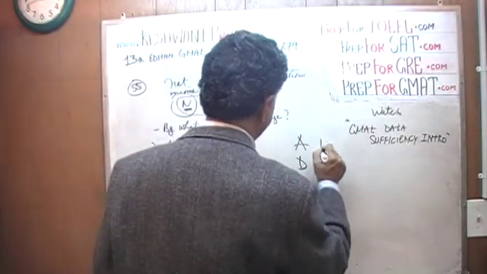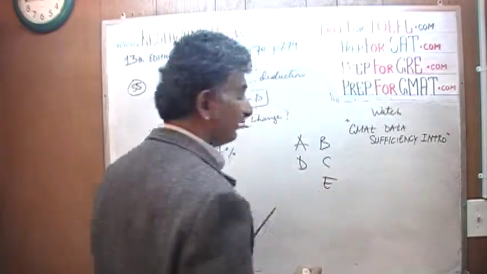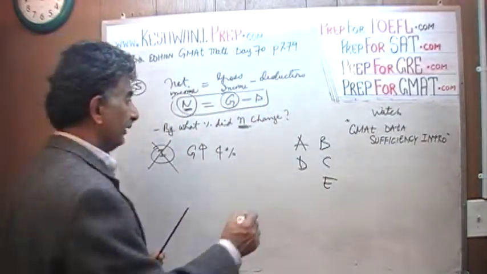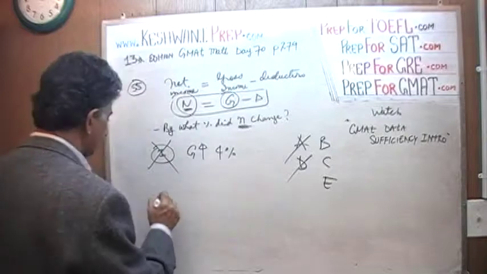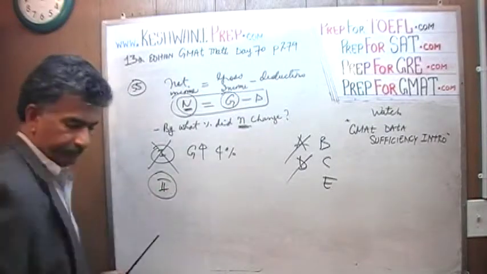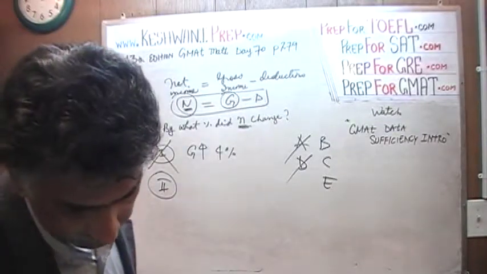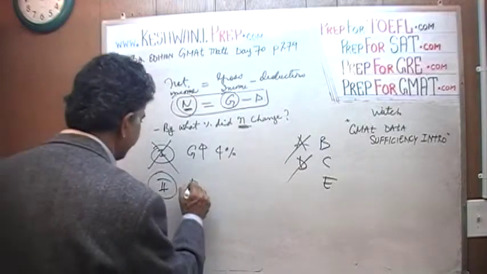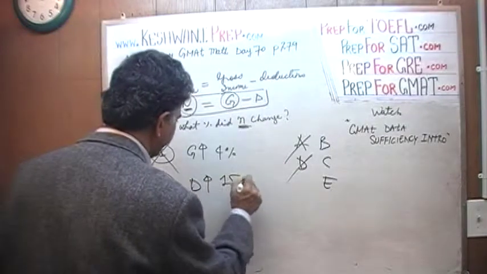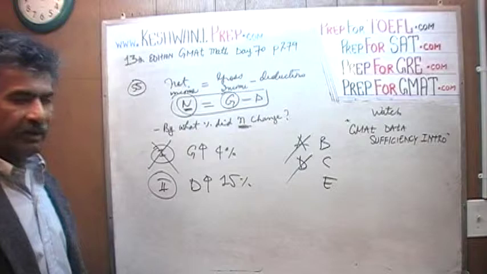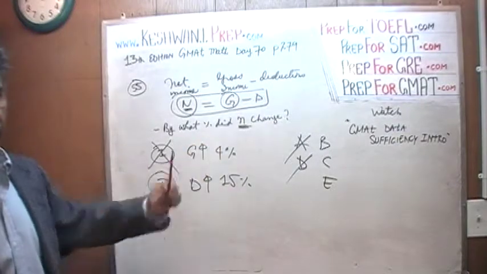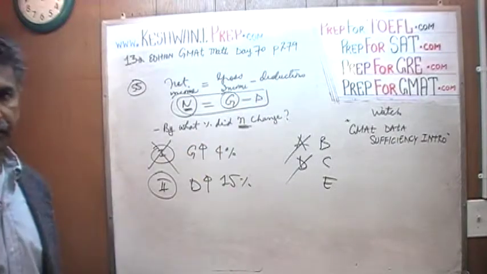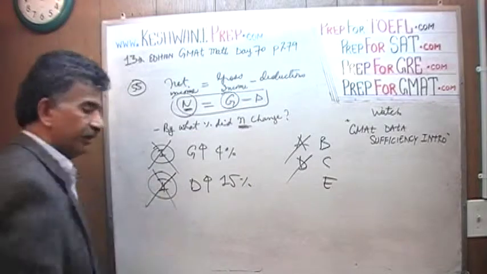A, D, B, C, E. Since the first statement does not work, the answer cannot be A, nor can it be D. Let's look at the second statement. The second statement tells us the deductions are up 15%. Again, that statement by itself, knowing that the deductions are up 15%, is not going to tell us how much the net income changed. This by itself is not enough.